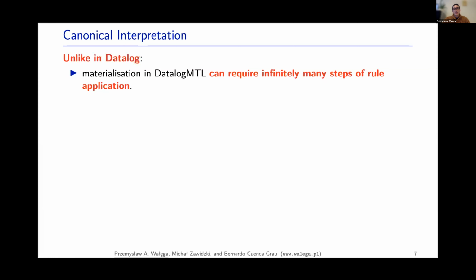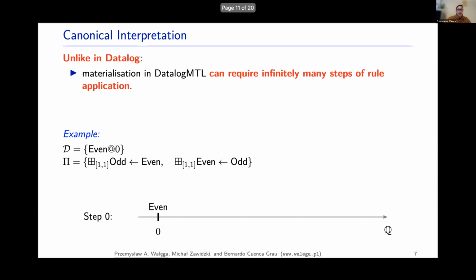However, unlike in Datalog, this procedure can take infinitely many steps. Here's an example. We can say in the dataset that even holds in 0, and then we've got two rules. The first rule says that if even holds now, then odd holds in the next time point. So in the first step of materialization, we can derive odd in 1. Then the second rule says that if odd holds now, even holds in the next time point. So in the second step we can derive even at 2. Then we can once more apply the first rule to have odd at 3. And you can see that this procedure will take omega number of steps, so infinitely many steps. It does not terminate.